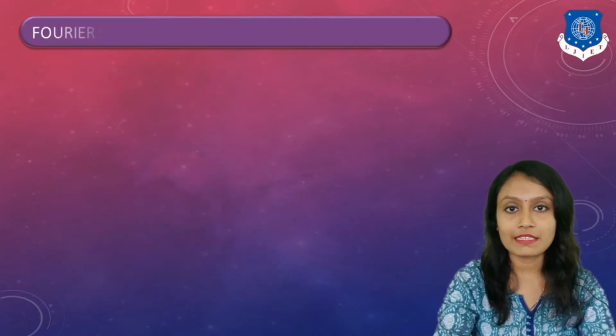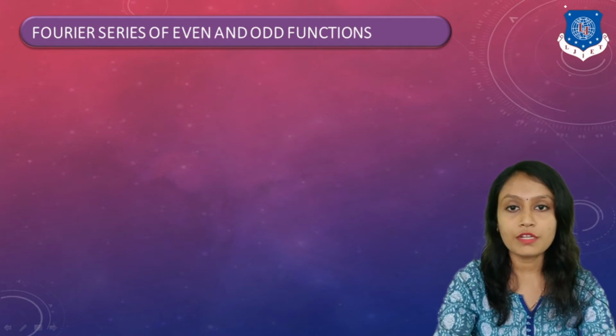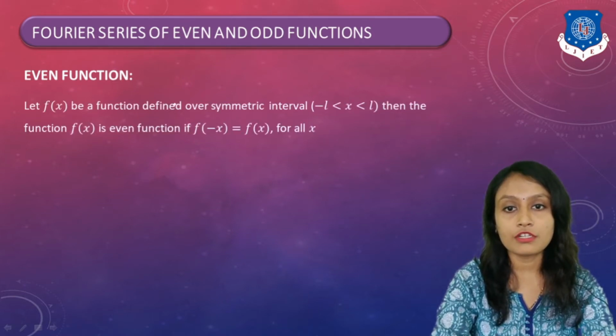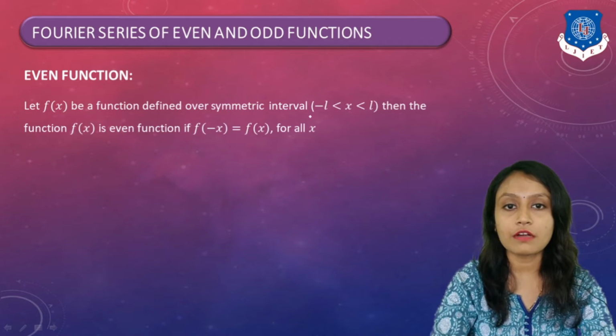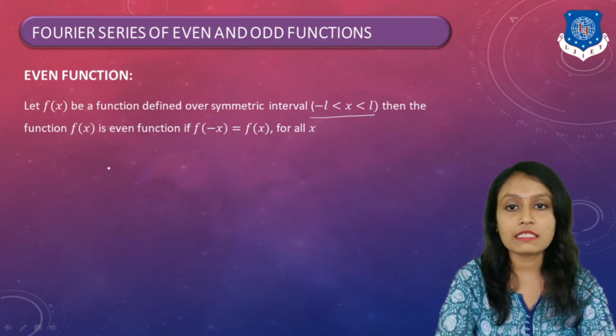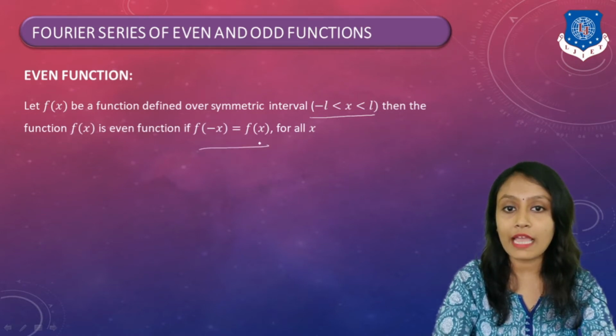Today we will discuss few more topics of Fourier series. So let's begin with Fourier series of even and odd function. Firstly, we'll discuss what is even function. Let f(x) be a function defined over a symmetric interval minus L to L. Then the function f(x) is even if f(-x) is equal to f(x) for all x.